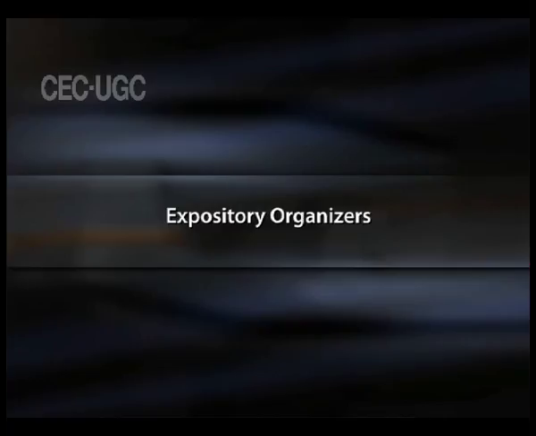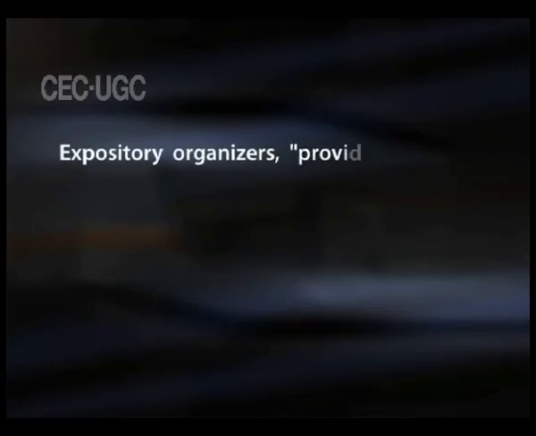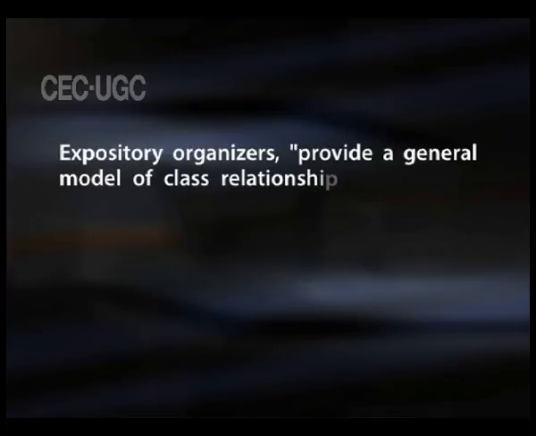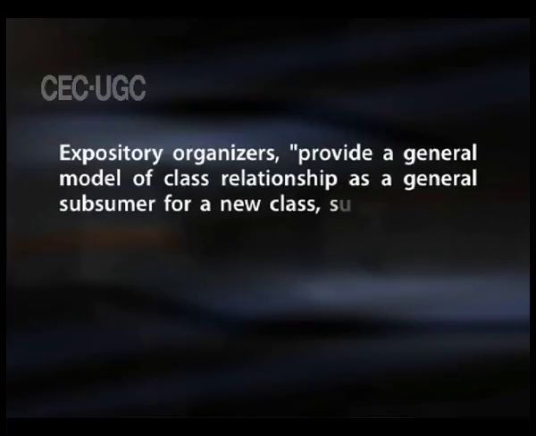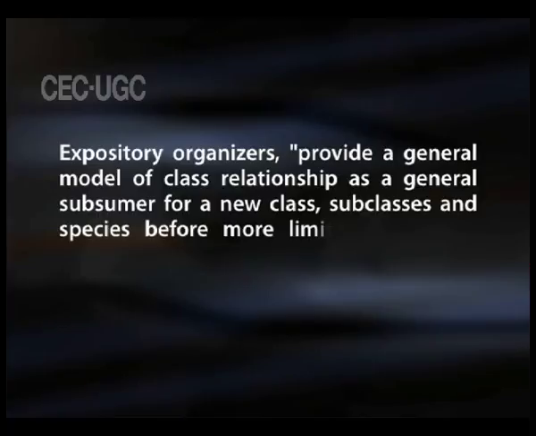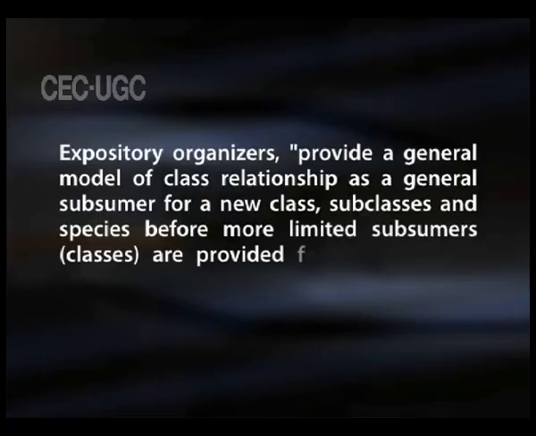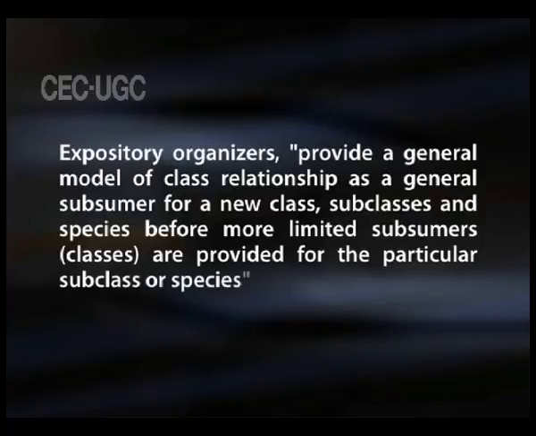Ausubel speaks of two types of advanced organizers, expository and comparative. Expository organizers. They provide a general model of class relationship as a general subsumer for a new class, subclasses and species before more limited subsumers, say for example classes, are provided for the particular subclass or species. In order to receive new knowledge, the existing cognitive structure should have the related broad concepts to which the new piece of information could be meaningfully linked.